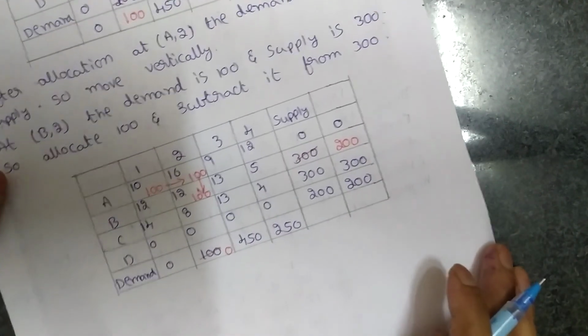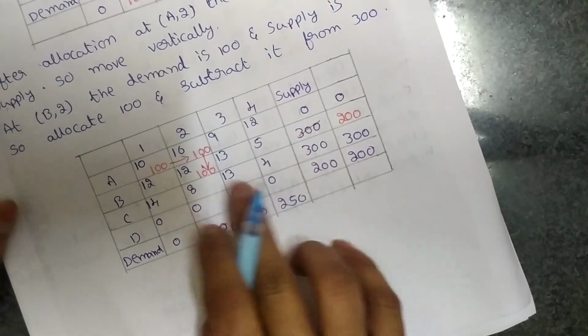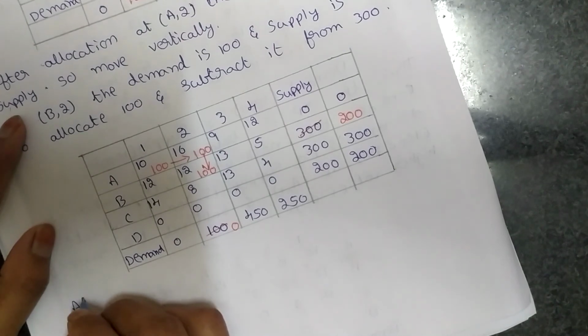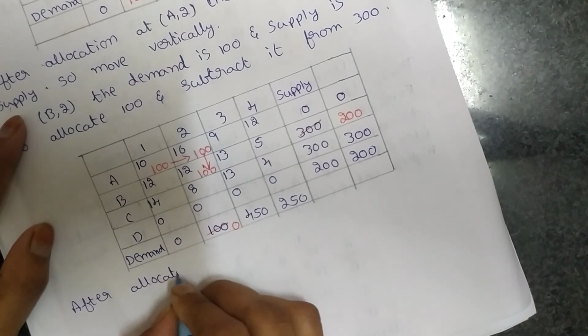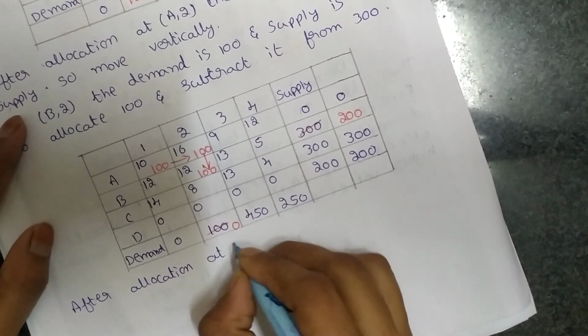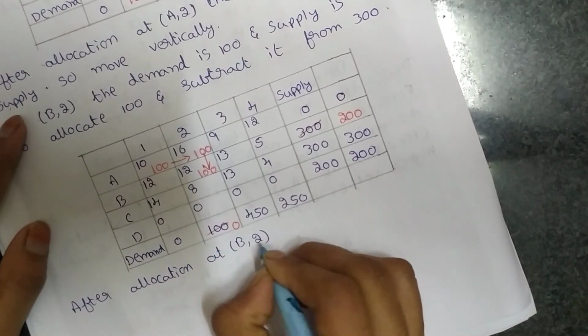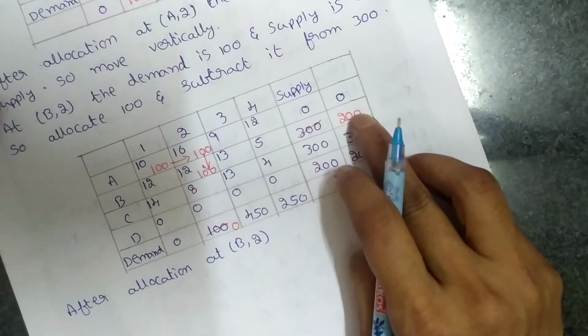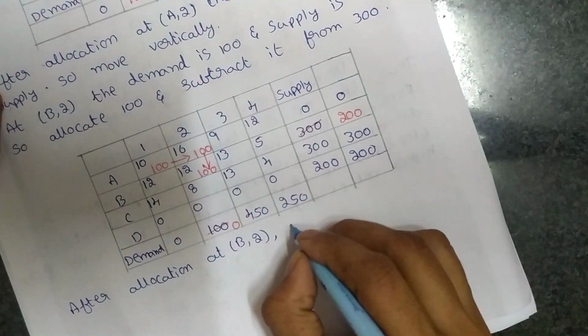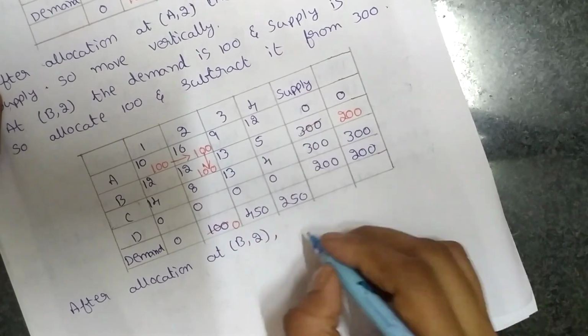Okay. Now again we will do the same. After allocation at B comma 2, which is higher? See here 0, 200. That means 200 is more. So 200. The 200 represents supply.